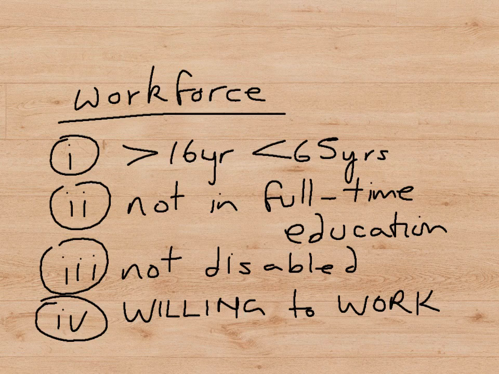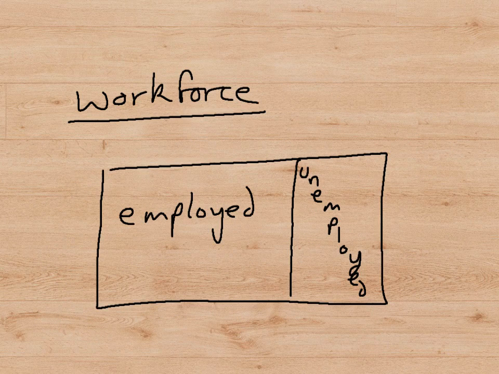The workforce is defined as any members of the population who are above 16 and under 65, not in full-time education, not disabled, and willing to work at the market wage rates. The workforce can be seen as a combination of employed workers and unemployed workers, and there is a constant dynamic flow between these two sections of the workforce, the employed part and the unemployed part. At the moment, roughly 95% of the UK workforce are employed and 5% are unemployed.